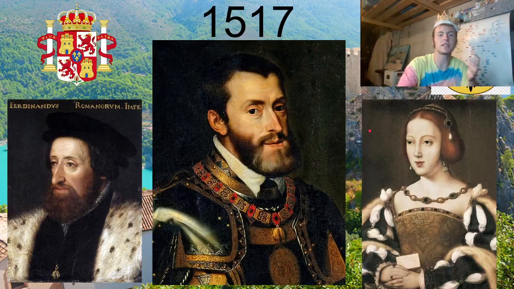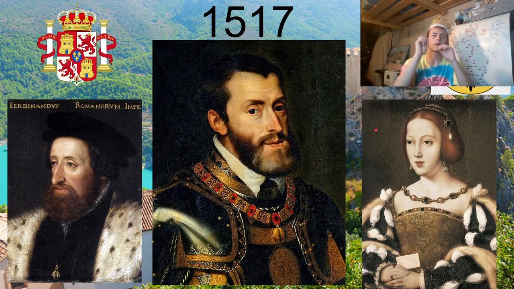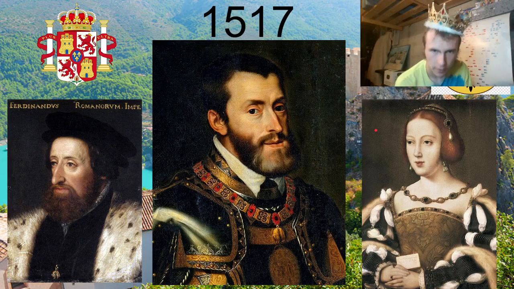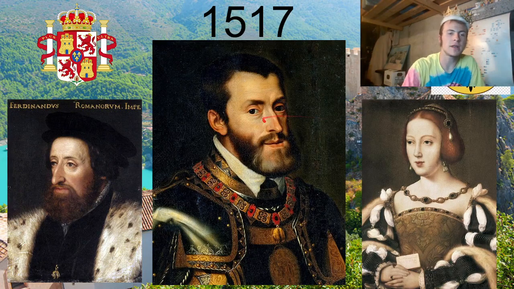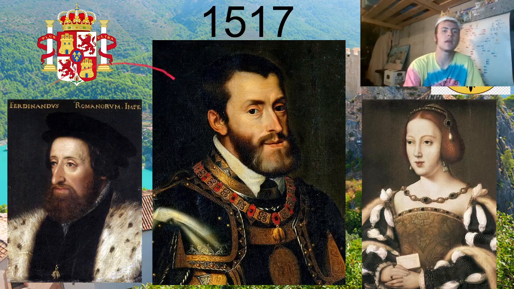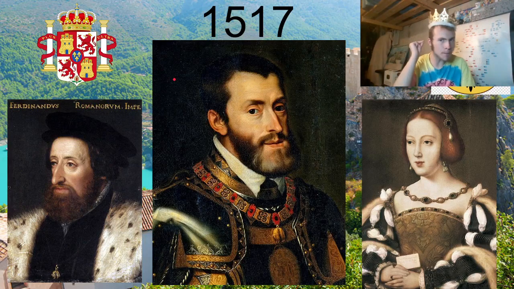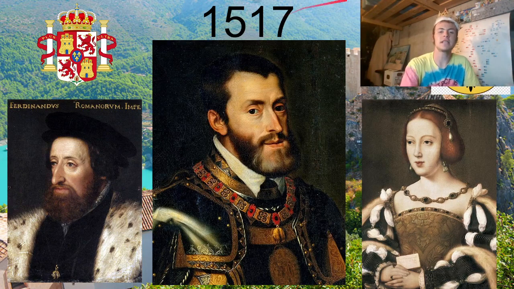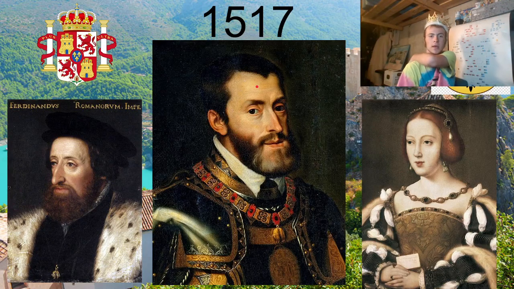But by the time we get to 1517, her son, Carlos, becomes King Carlos I, Carlos el Primero of España. So now we officially get the Kingdom of Spain. It's finally a thing. Now, this is the symbol of the House of Habsburg because Carlos I was part of the House of Habsburg. Now, he's not Holy Roman Emperor yet. He's just King of Spain at this point.